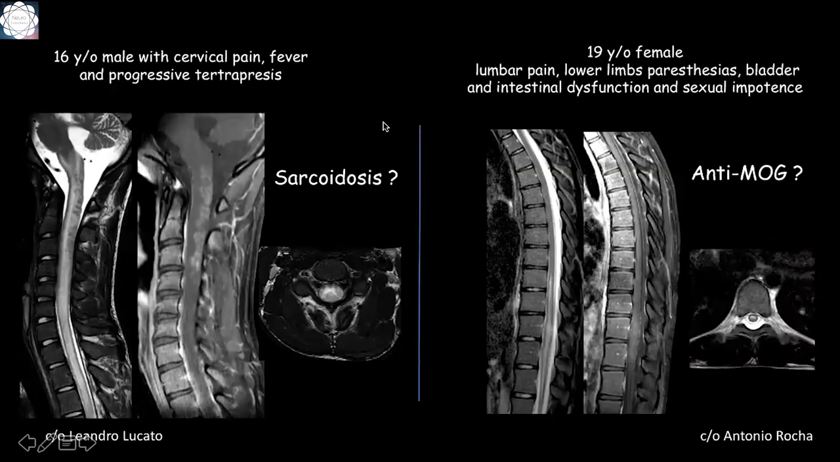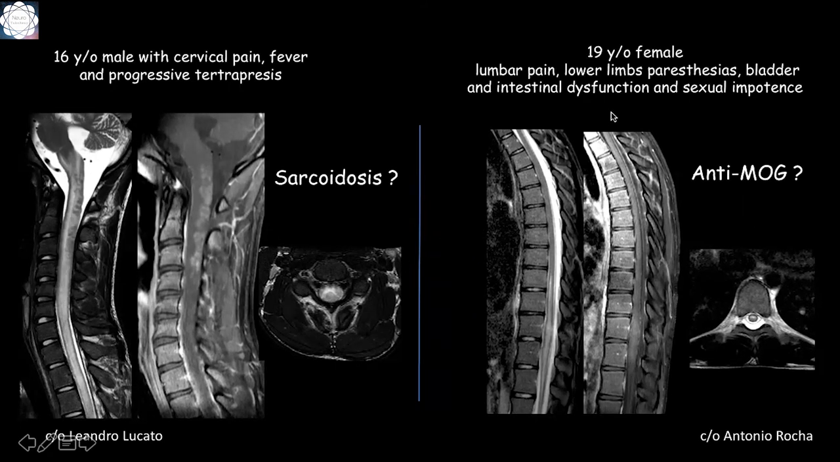Here you have two cases. On the left, a 16-year-old male with cervical pain, fever, and progressive tetraparesis. And you can see here this huge cervicomedullary lesion with a longitudinally extended myelitis, and this pattern of enhancement, especially at the dorsal aspect of the spinal cord. And we thought about sarcoidosis because of this subpial enhancement pattern.